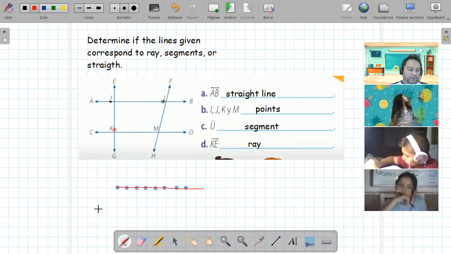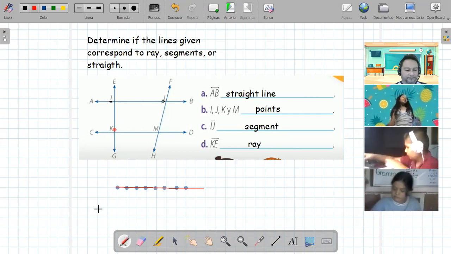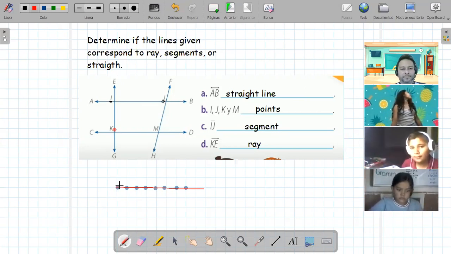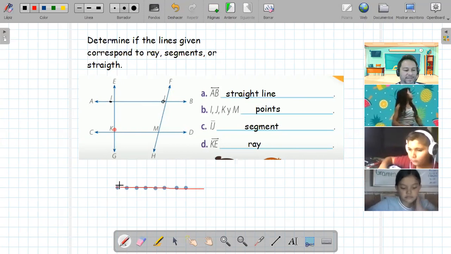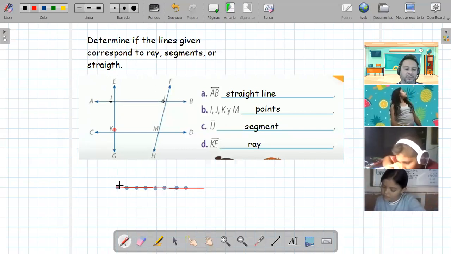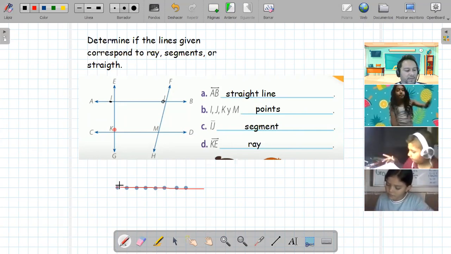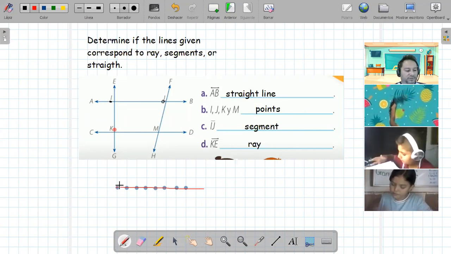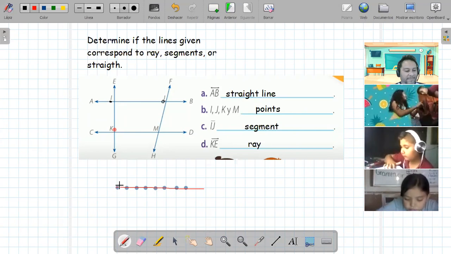So now we are going to page 48. It says, match the name with its definition. That is what I told you, that you have to learn the definition for each one. Number one says, it is a part of a straight line that has a beginning and an end.